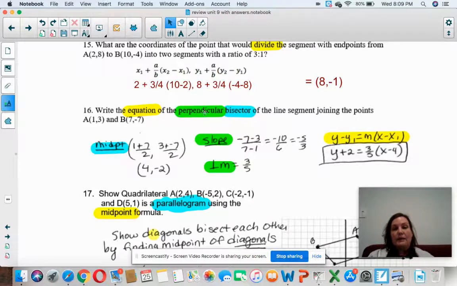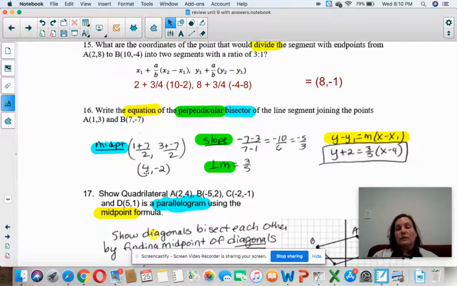And then perpendicular lines, the slopes are negative reciprocals. So I am finding the slope of AB, y2 minus y1 is -10, x2 minus x1 is 6, and I did reduce it, and technically it didn't say I had to, but I did. Now I want the perpendicular slope, so I have to take that -5/3 and I need to flip it, all right? And then you need to change the sign, so that's going to be positive 3/5.